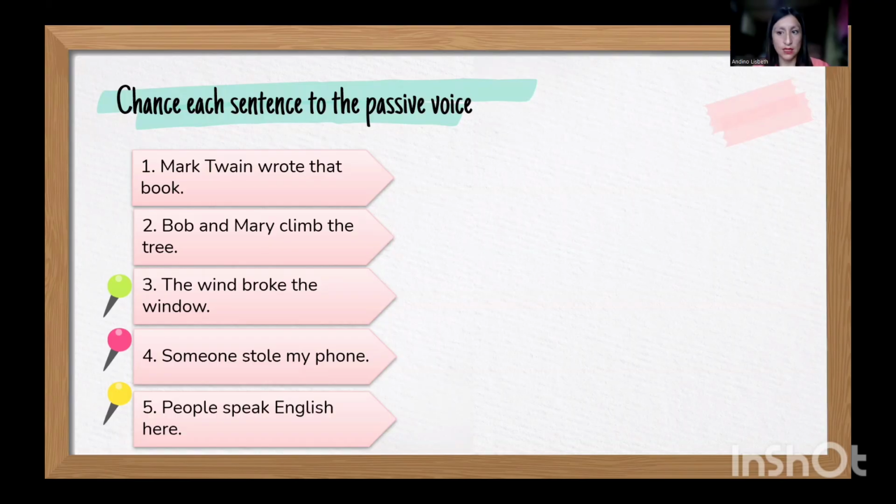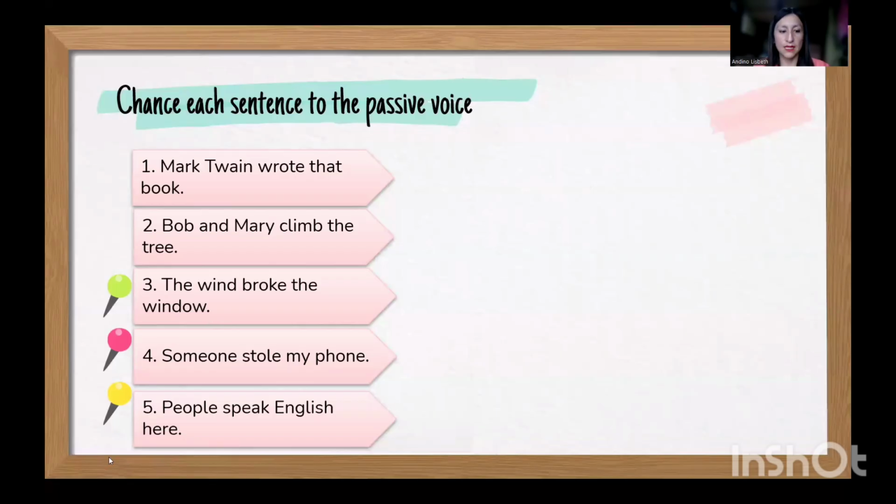So, as you can see, number one is past simple. Well done. Number two is present simple. Number three, past simple. Number four, past simple. And number five, present simple. So you need to write the correct answers. Please pause the video and do that.